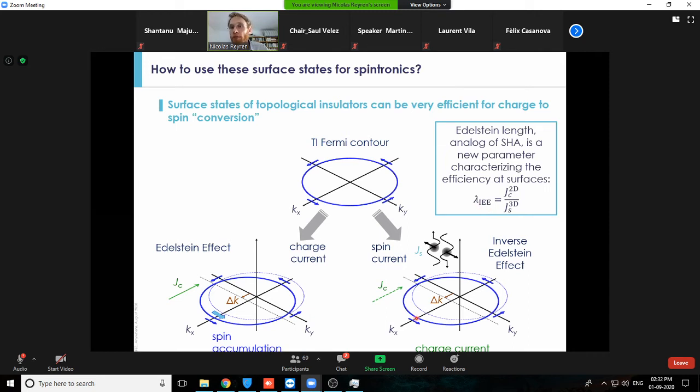But the difference with the spin Hall effect is that you have a 2D system here, so the charge current occurs in a two-dimensional system and its units are amp per meter, while the spin current injected from the ferromagnet is a 3D spin current. So at the end you have a parameter describing the efficiency of the conversion that has units of meters. Similarly, for the direct effect, you have the ratio between the 3D spin current over the 2D charge current, and this gives rise to an inverse Edelstein length.